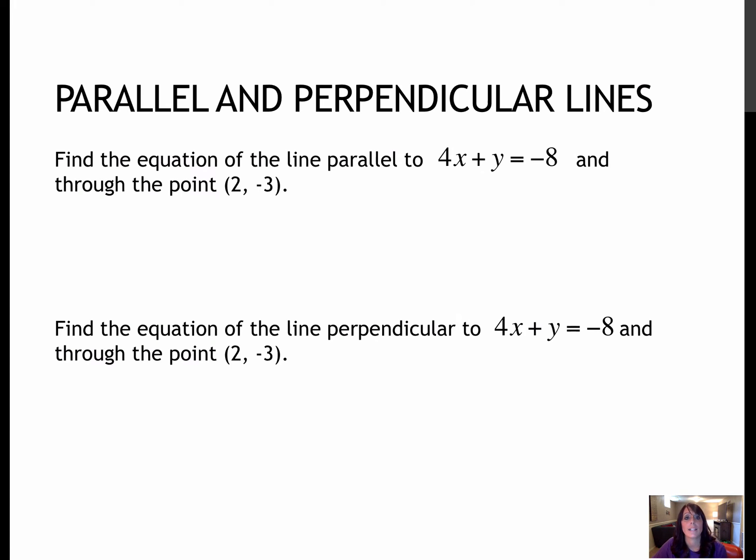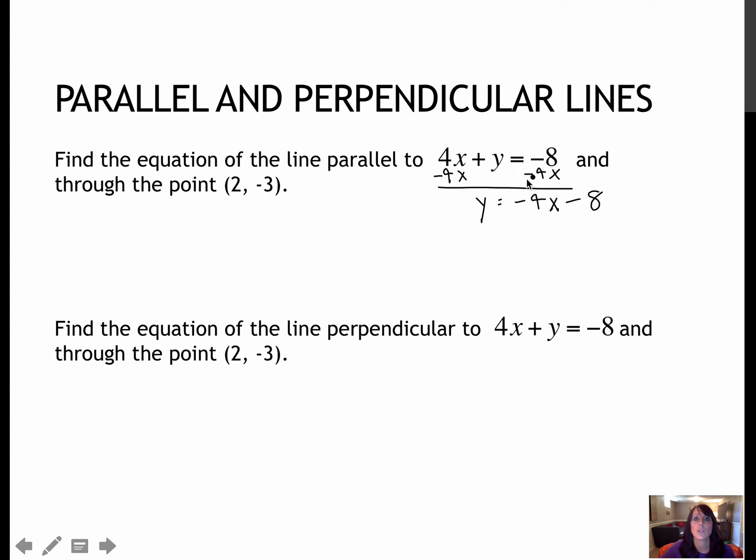Let's take a look at actually writing equations of lines that are parallel or perpendicular. When we do that, again, we're going to care not about the y-intercept, but about the slope. Notice I've given you a parallel and a perpendicular to the same line going through the same point so that you can see the difference between the two. Either way, the first thing I'm going to start with is this equation, and I'm going to turn it into slope-intercept form. So my slope-intercept form is y equals negative 4x minus 8.